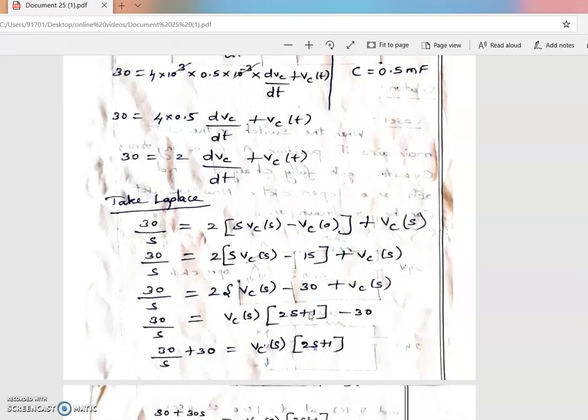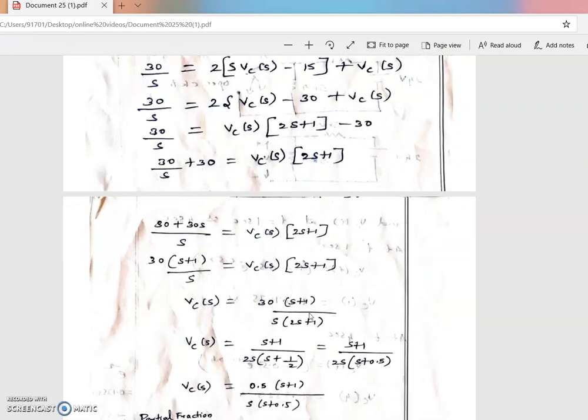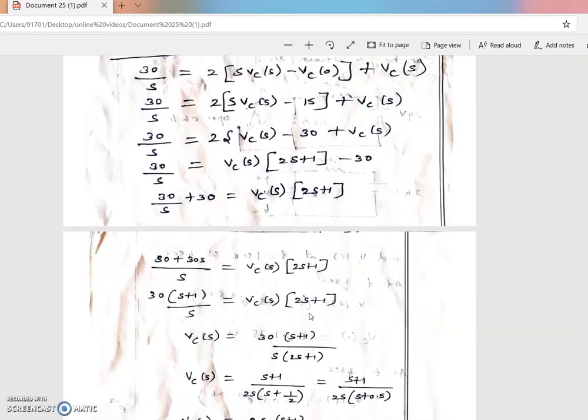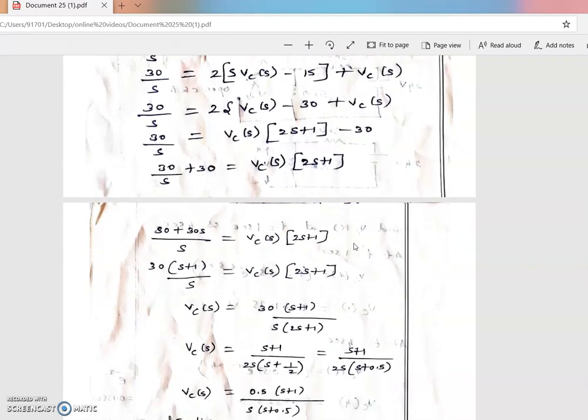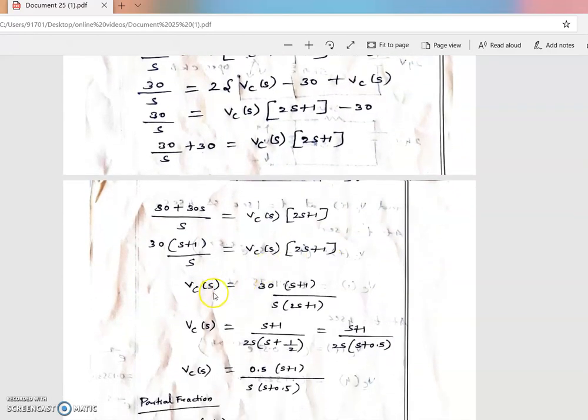Then we solve those terms, and finally we take some LCMs and do cross multiplications. After that, we get Vc(s) equal to 30 of s plus 1 divided by s into 2s plus 1.